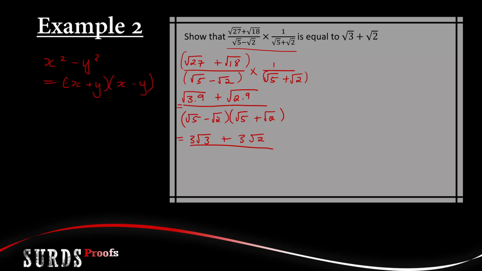Now this resembles the factored form, so we can just take that back to the compound form. So this is going to be, take the square of the first one, which is just 5, minus the square of the second one, 2. Okay, and then factorizing out these two terms that have a common factor, we can factor out the 3, which leaves us with square root of 3 plus square root of 2, and this simplifies to 3, which means these two can cancel, and then you're just left with square root of 3 plus square root of 2, and that is basically what we wanted to prove.